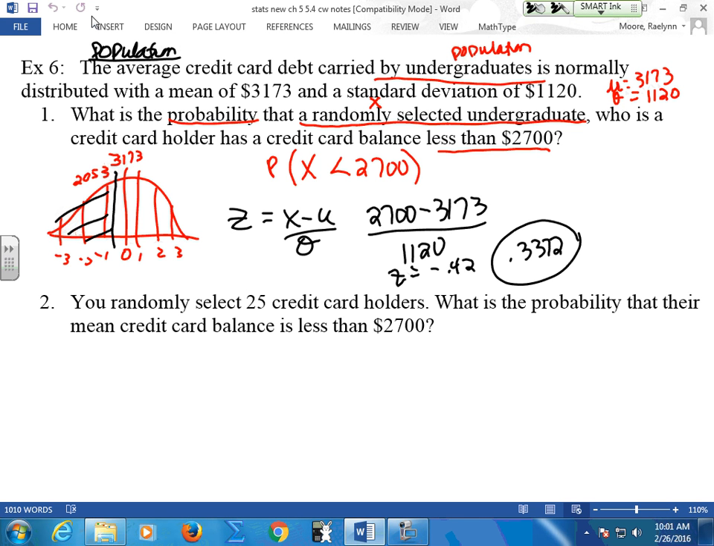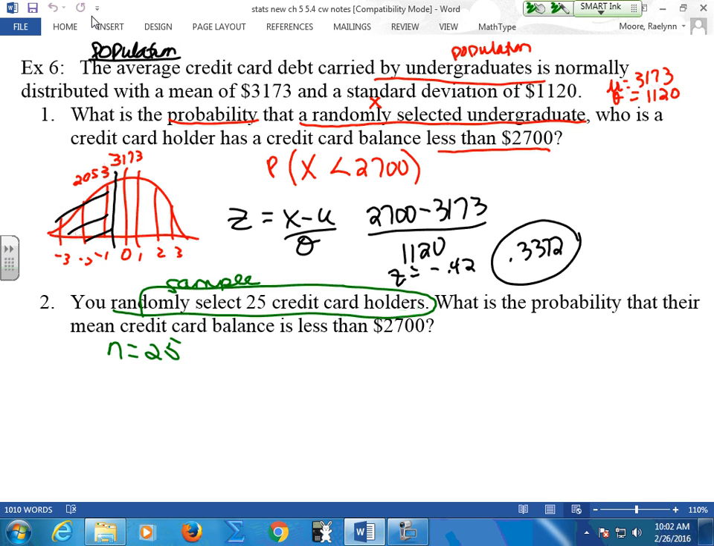Okay? Now, population. Scenario changes a little bit. We now randomly select 25 card holders. This is a sample. What's my N? 25. If I tried to go to my population and pick N, what would my N be for my population? You don't have one. So that also tells you that's got to be a population, not a sample. But here, this 25 means something to me. I have a random sample of 25 credit card holders.